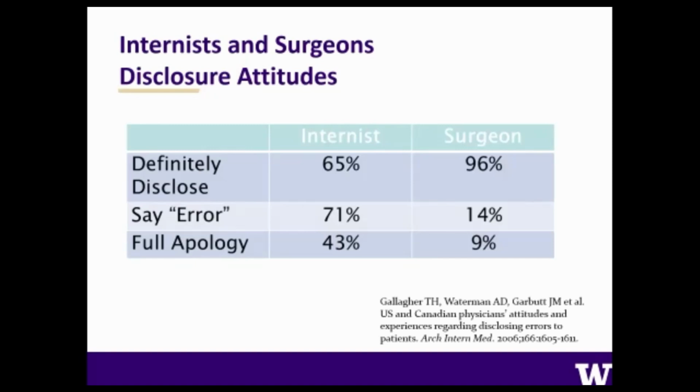But then when you look at the content of the disclosure, they're saying they're going to disclose it, but they don't use the word error and they don't give an apology, right? As opposed to the internists who do use the word error, and most of them, or many of them, give an apology. Well, why does that matter? Because these are the people that are disclosing our errors to patients, right? So oftentimes, if you're not present, they're disclosing your error, and you have no idea what they're saying to the patient, what the content of that disclosure is.